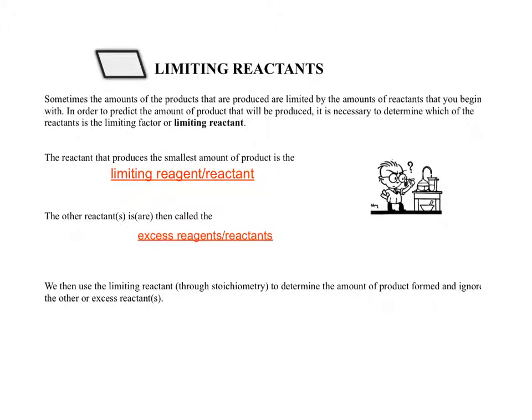So the limiting reactant is the reactant that produces the smallest amount of product. That's going to limit that reaction. Once you run out of one thing, nothing more can be made. The other reactant would be called excess reactant or reagent. You see both those words interchangeably. They pretty much mean the same thing. So we can find limiting reactant through stoichiometry.